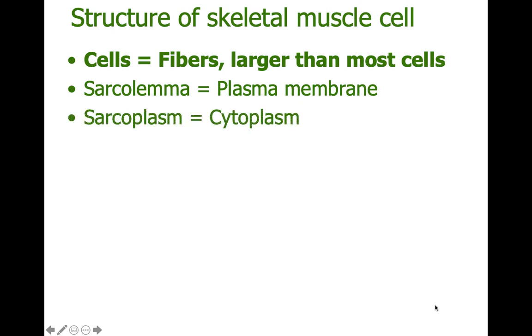Sarcoplasm is the cytoplasm contained within a muscle cell. It's a little bit different. All right, because the muscle cell is so specialized and it has such an important job, whether it's skeletal, cardiac, or smooth, the sarcoplasm is going to be a little bit different. It's going to contain glycogen.